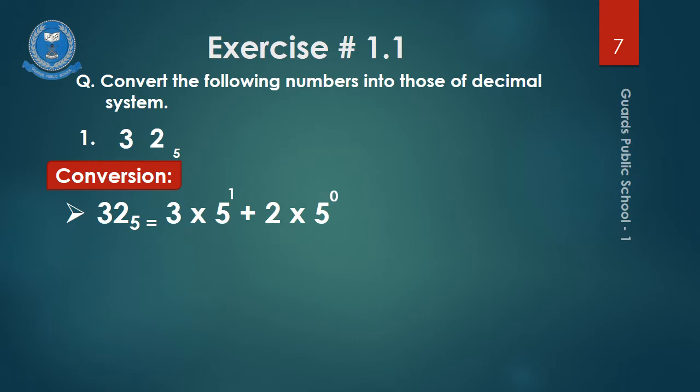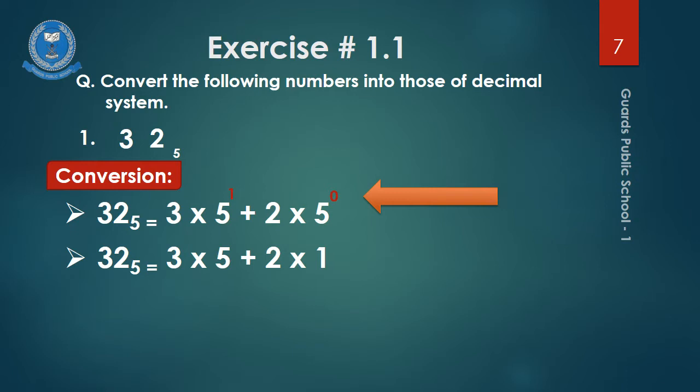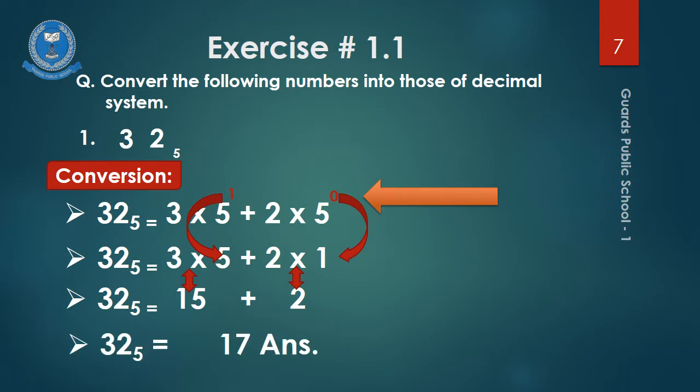And remember, exponents should be written from right hand side starting from 0 and then 1. In next step, solve these exponents. 5 exponent 0 means 1 and 5 exponent 1 means 5. Now multiply the answers. 2 by 1 means 2 and 3 by 5 means 15. Now add 15 plus 2, which is equals to 17. It means 3, 2 with base 5 is equals to 17 in decimal system, and this is the required answer.